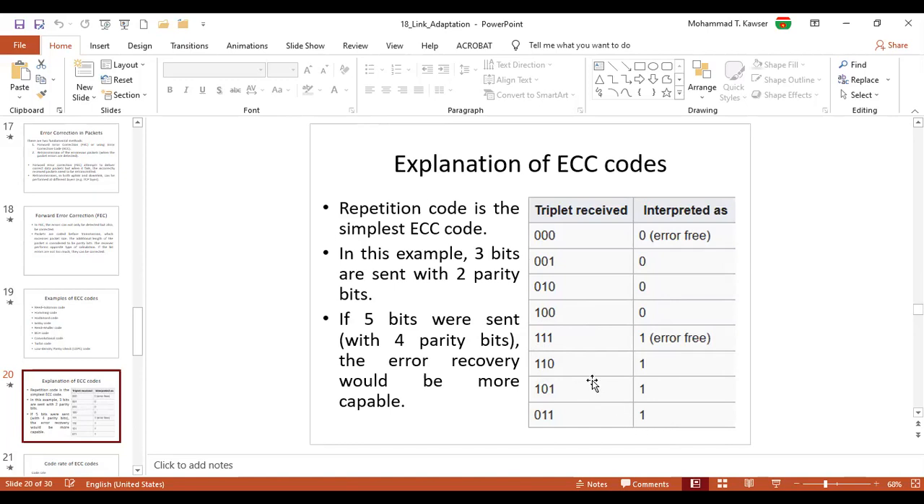And see here, you are sending 2 more bits. So in this case, you can say that I have 2 parity bits.